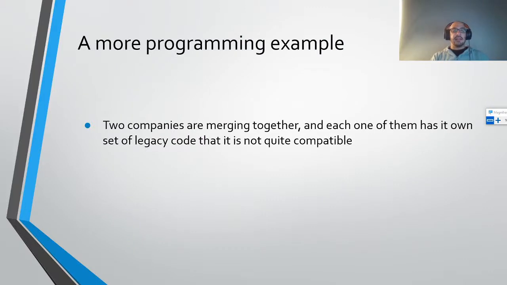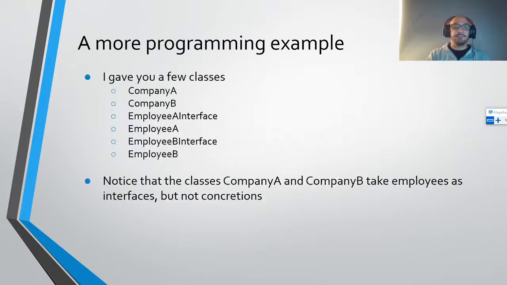So let's have a look at an example that is a little bit more programming oriented. Suppose we have two companies, company A and company B, and these two companies are merging together. They are becoming a new big company now. Each one of them will have their own system, their own legacy code. And the code between the two companies is not quite compatible. So this is a very good example in which I can implement the design pattern in order to make these two companies work together.